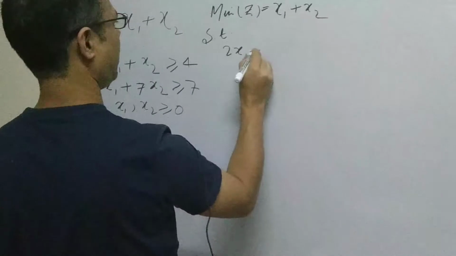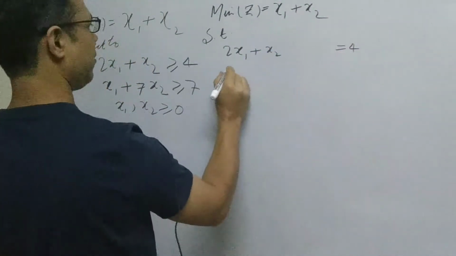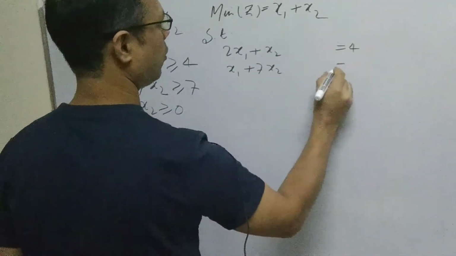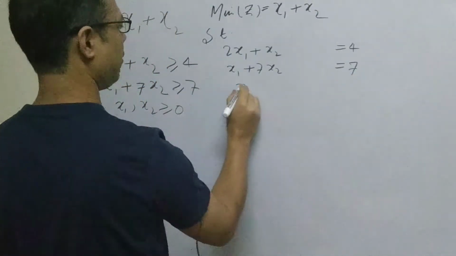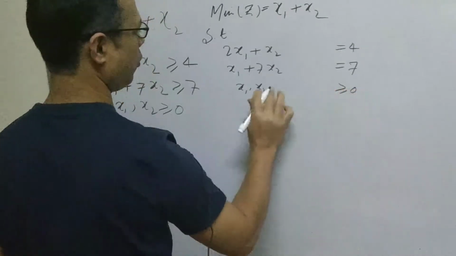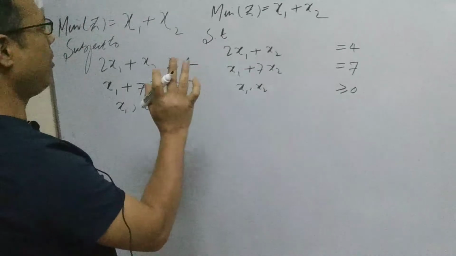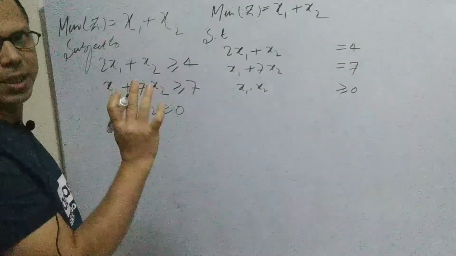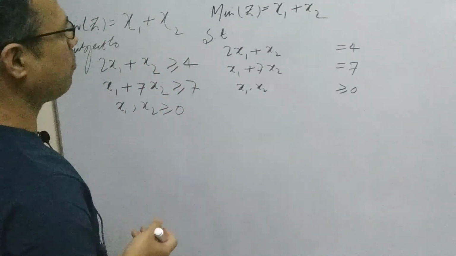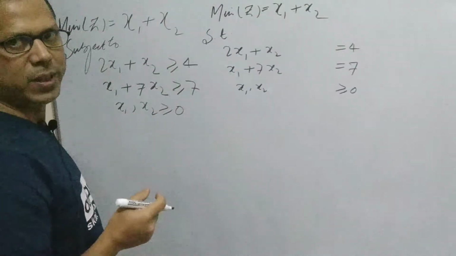2x1 + x2 ≥ 4, x1 + 7x2 ≥ 7, x1, x2 ≥ 0. Okay, so now I am going to apply the same procedure that I applied in the big M method to solve the problem, and finally we will see how to move into the two-phase method.